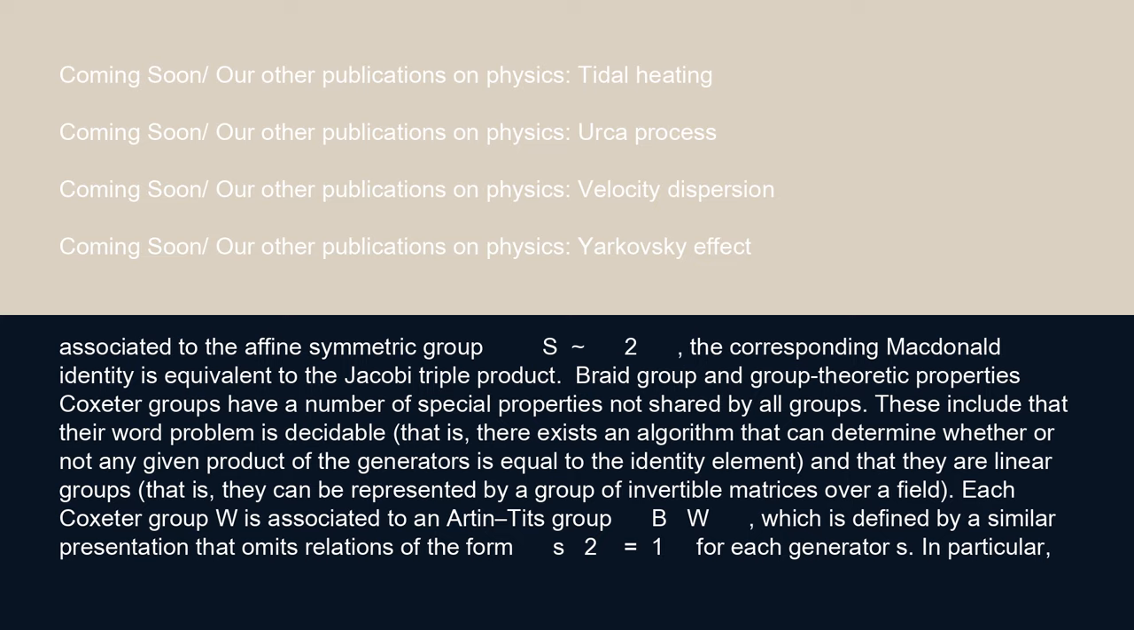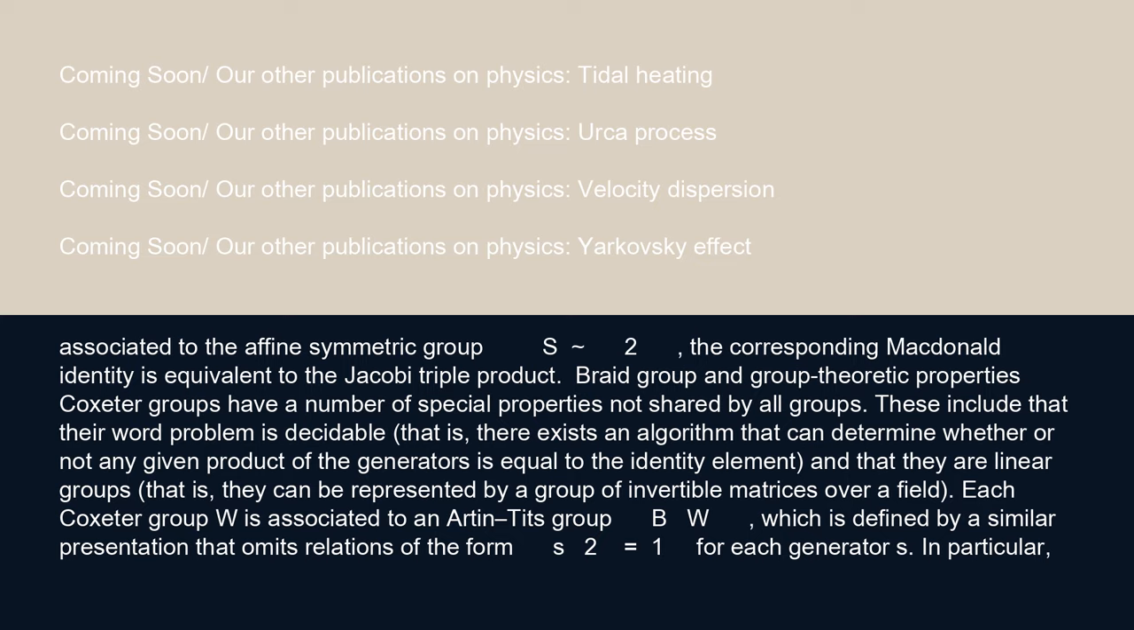These include that their word problem is decidable. That is, there exists an algorithm that can determine whether or not any given product of the generators is equal to the identity element, and that they are linear groups. That is, they can be represented by a group of invertible matrices over a field.